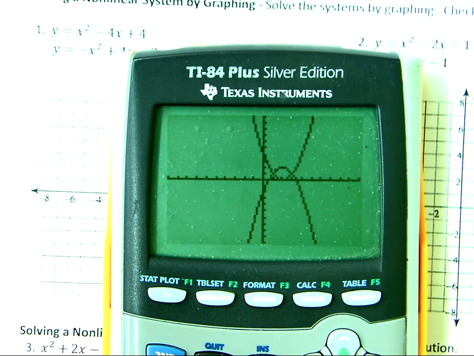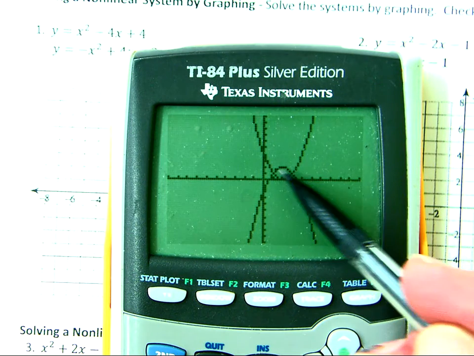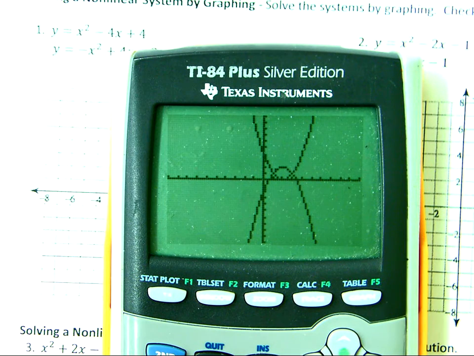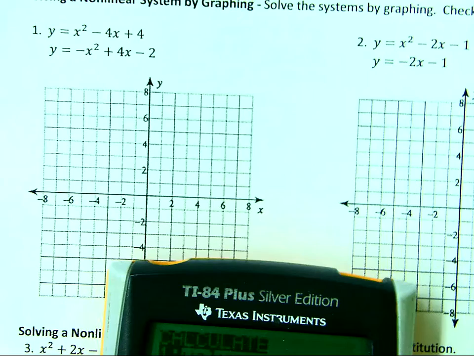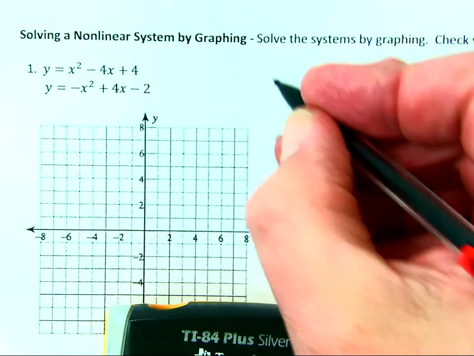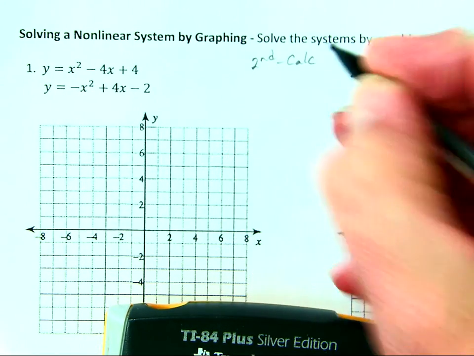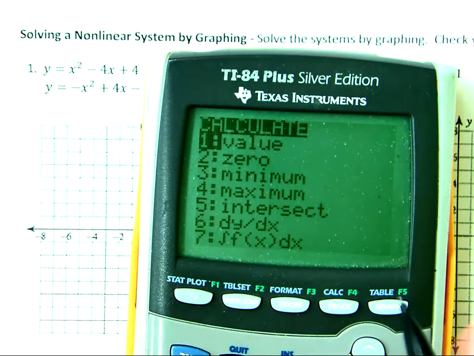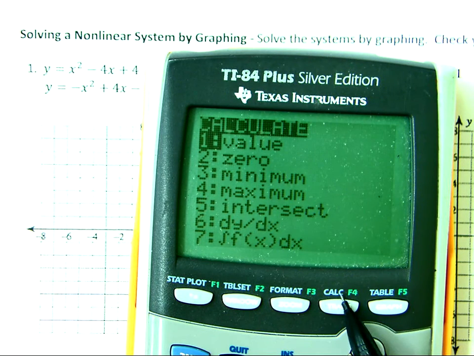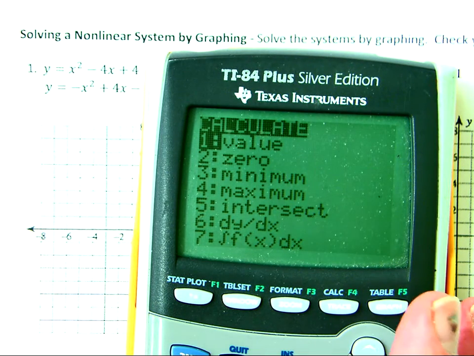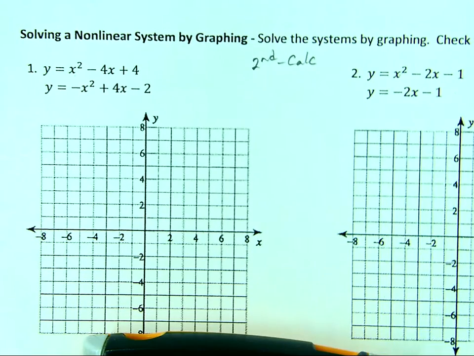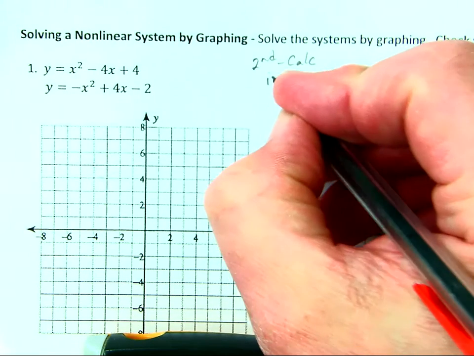So now we want to find out where those 2 points of intersection are. We need to find those. So on your calculator, you're going to go second calc. So I'll write that up here. Remember the calc is up here above the trace button. So there's the calc right there. Then notice number 5 says intersect. So we're going second calc intersect.